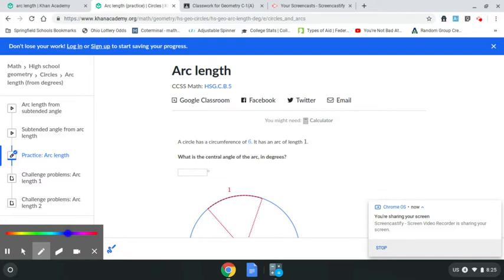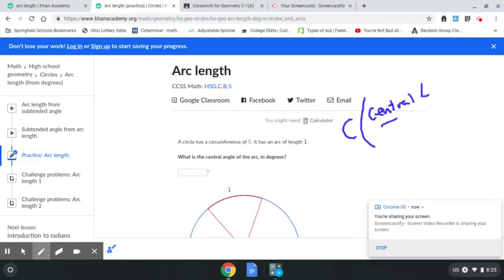that you need to follow is we always take our circumference and we multiply that by the central angle over 360. That is how we figure out what the arc length is. So that equals arc length.